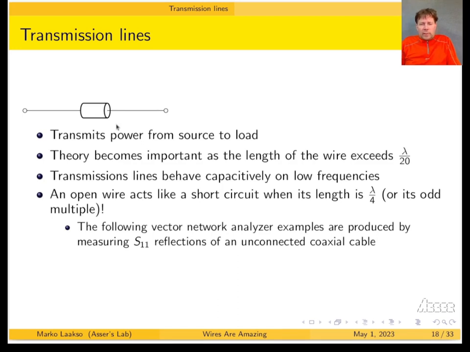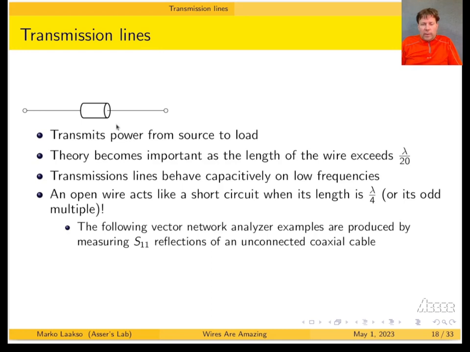An open wire acts like a short circuit when its length is exactly wavelength divided by 4, or its odd multiple. And this is something not necessarily that intuitive. If you have just a coaxial cable and the length of the cable is an odd multiple of the wavelength divided by 4, it actually seems like a shorted circuit, although there's nothing there, just an open end. And we will have a practical example of this later on.